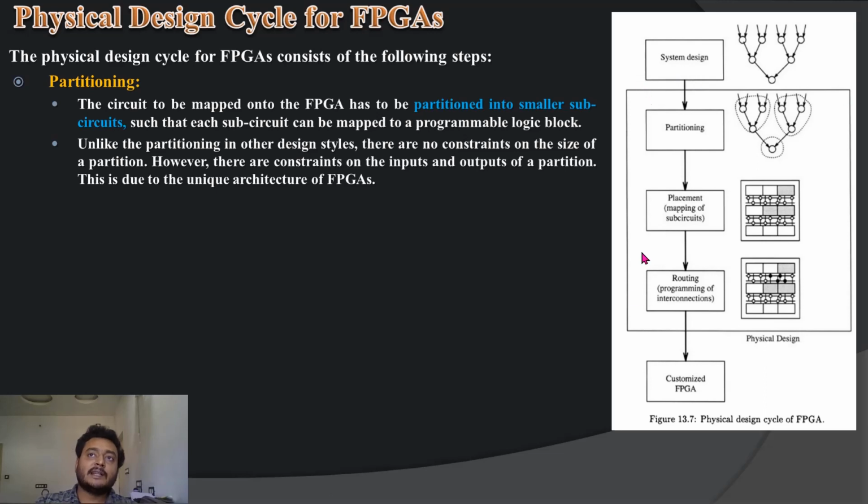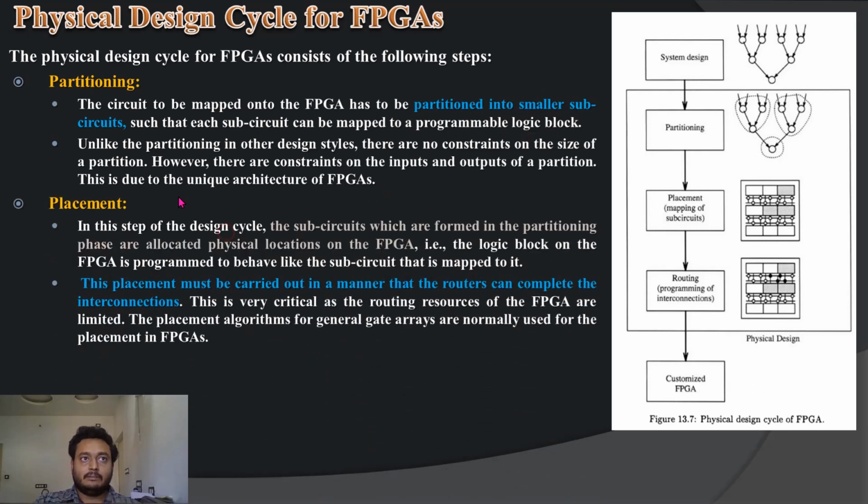So the physical design of your FPGA includes three things. One is partitioning, where the circuit to be mapped onto the FPGA has to be partitioned into smaller sub-circuits, and then you try to map them. The second thing is placement. Once you do the partitioning, you go for placement. In this step, the sub-circuits which were formed in the partitioning phase are allocated to physical locations on the FPGA.